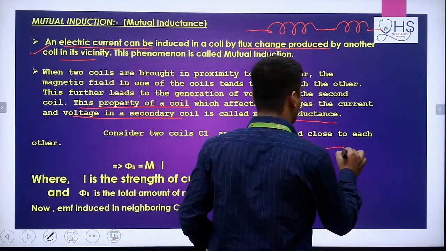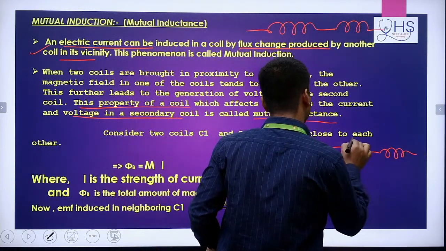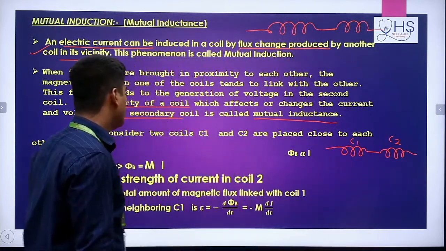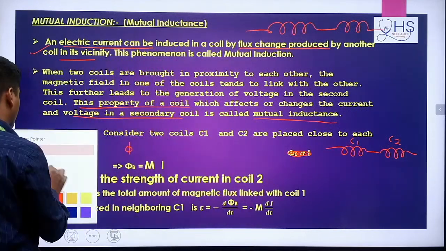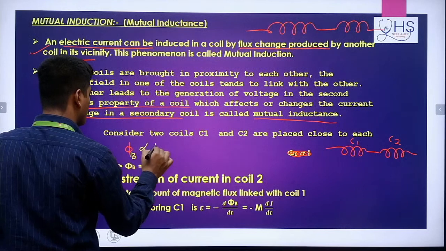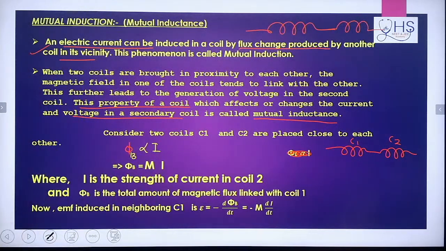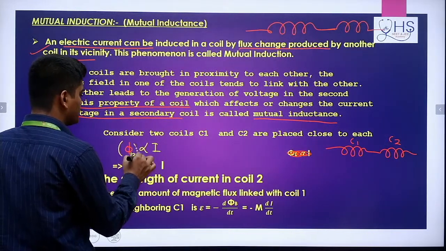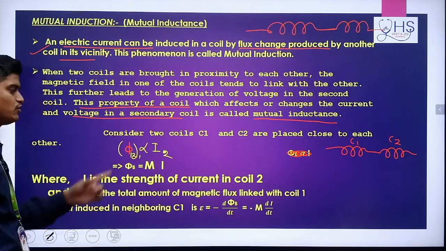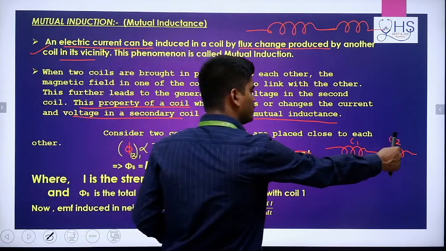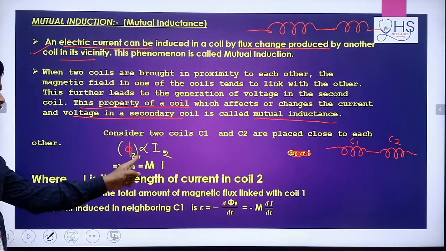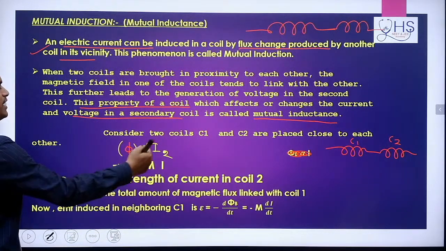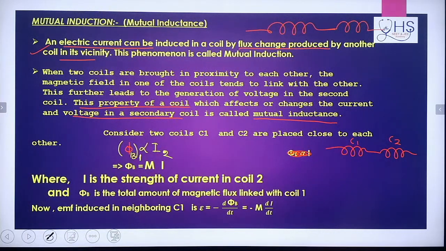Now for a simple explanation, just consider two coils, coil C1 and coil C2. Here, the magnetic flux is directly proportional to current I, where I is the strength of current in coil 2. So remember, this is coil 1, this is coil 2. Whatever current is flowing here in coil 2 affects the flux of coil 1. That's why the magnetic flux in coil 1 has symbol phi 1, and the current is I2.